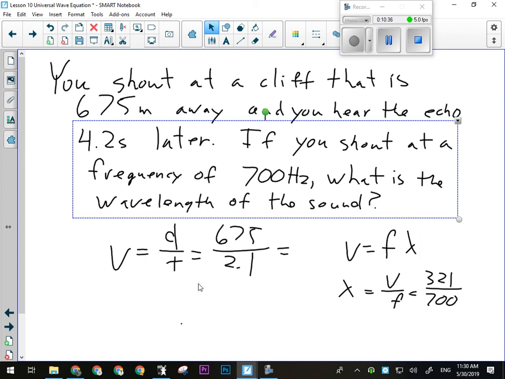Meters. So lambda is the distance between the two crests of a wavelength? Right, lambda is the distance between any two equal parts of a wave. So one crest to the next crest, one trough to the next trough, anywhere along. I think I showed you guys that when I did the line. All right, so that's a typical echo type question.